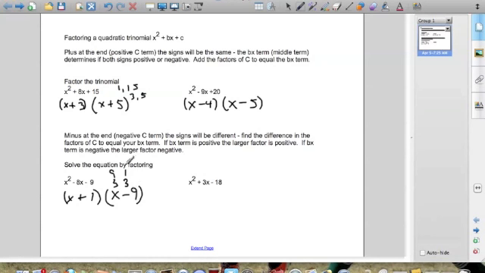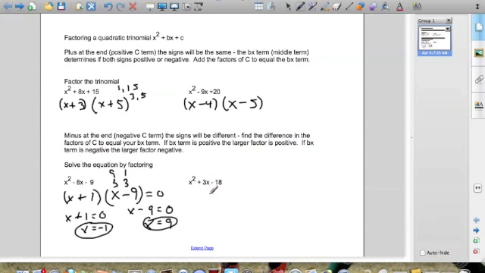Now this one says solve the equation by factoring. So again, I have to set this equal to 0, and I'm going to use the zero product property. So I go x plus 1 is equal to 0, and I solve that, and I end up with x is equal to a negative 1. And then same thing over here. I got x minus 9 is equal to 0. I add 9 to both sides, and I get x is equal to 9. So my quadratic has solutions x is equal to 9, and x is equal to a negative 1. That's where my parabola would cross my x-axis.